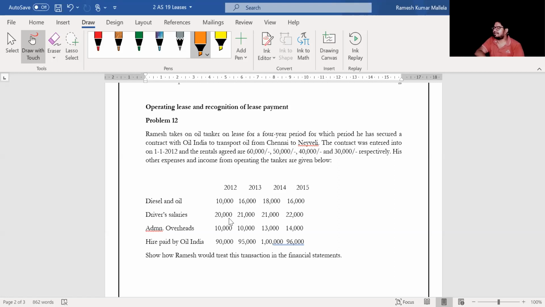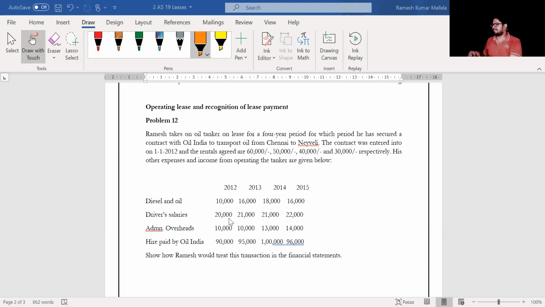Sum up all the lease rentals you are paying, that is 60,000, 50,000, 40,000, 30,000. All put together, how much is it? 1 lakh 80,000, and you divide it by 4, for 4 periods you are paying it. So it's going to be 45,000 per year, which you are supposed to recognize as expense over 4 years, is what the standard suggests whenever you don't have a proper basis. Let us take that into consideration and do that now.